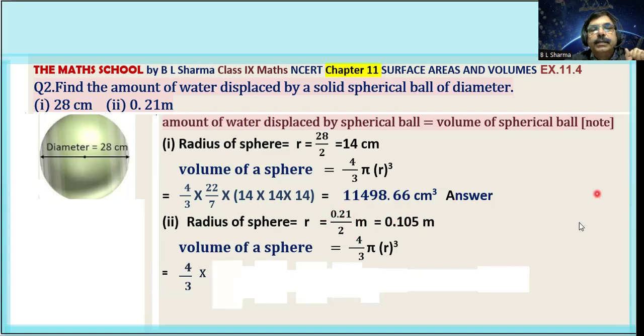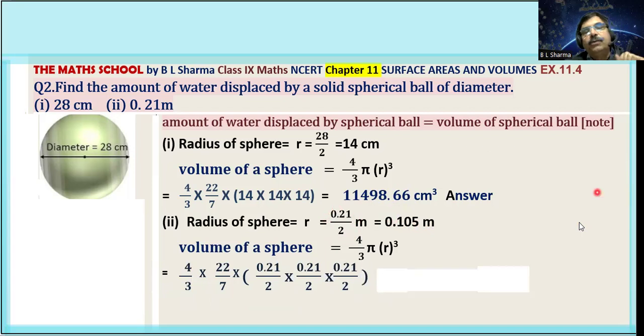So here it is 0.21 by 2 into 0.21 by 2 into 0.21 by 2, and now calculate it and get the answer. We get 0.004851 meter cube, and this is the answer of the second part of this question. That's all for this question.